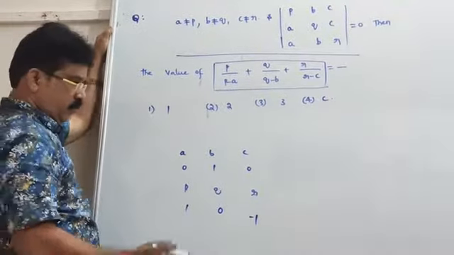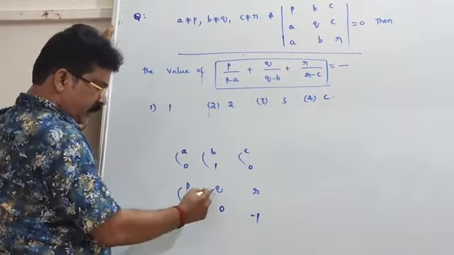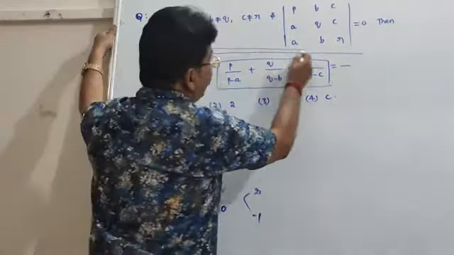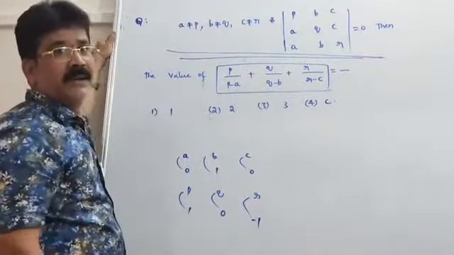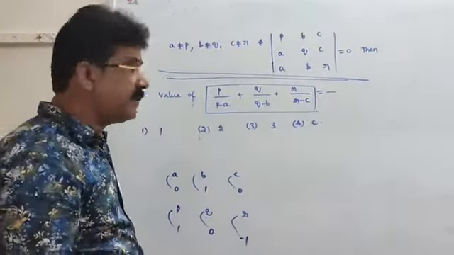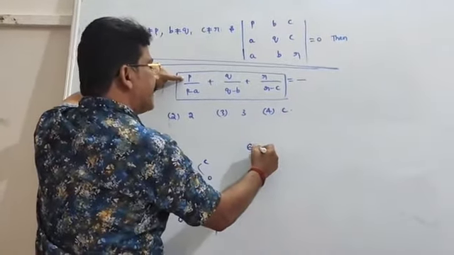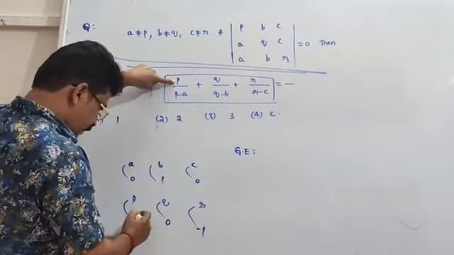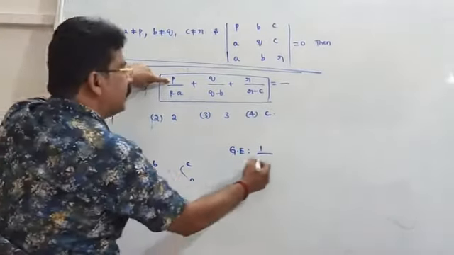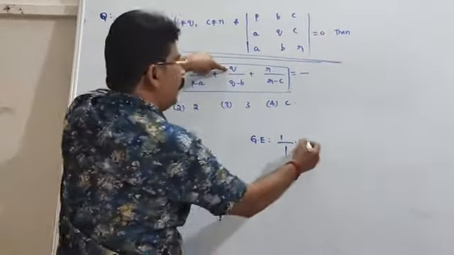At your home, you can verify whether A equal to 0, B equal to 1, C equal to 0, P equal to 1, Q equal to 0, R equal to minus 1 will satisfy the given condition or not. I saw that these are satisfied by the given condition. Hence, I am putting directly in the given expression. Given expression, P is what? P is 1. 1 by P minus A, 1 minus 0, 1. Next plus Q. Q is what? 0.